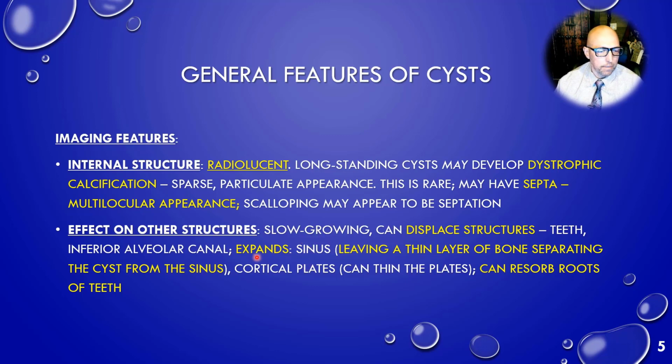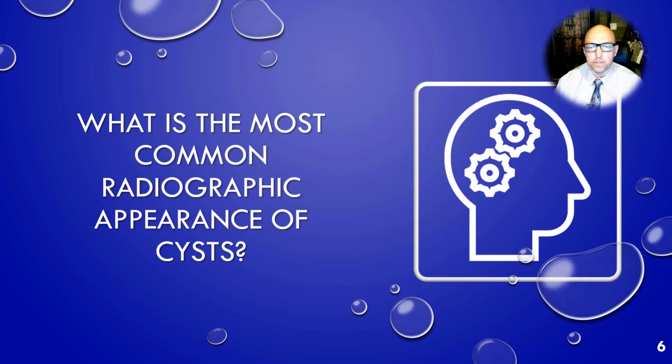In this lecture, we are talking about some benign tumors. So just because I'm talking about the general features of cysts right now, don't think that all of these are cysts, but I'm talking about well-defined unilocular radiolucencies, which tend to have the appearance of a cyst.